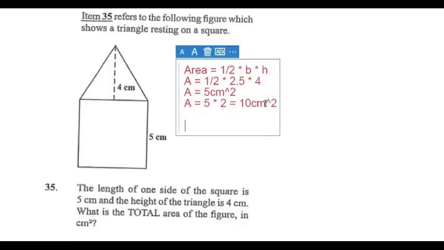So now looking at the area for the square, so area for the square is equal to length times length, or side times side.